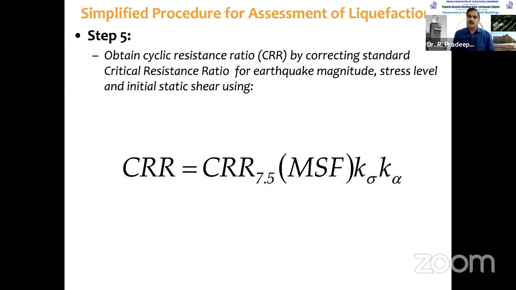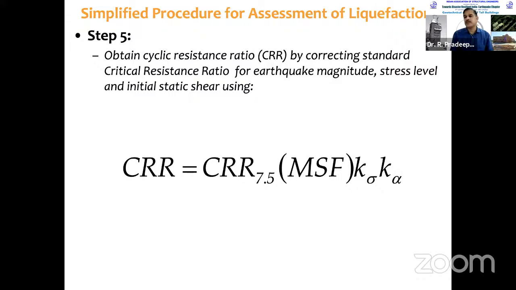Then the critical resistance ratio. With this formula, the CRR value is actually given for 7.5 magnitude. But if other magnitude earthquakes may occur, what is the liquefaction potential of the site?